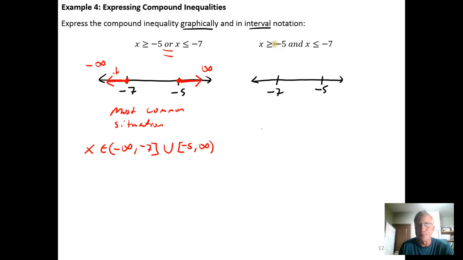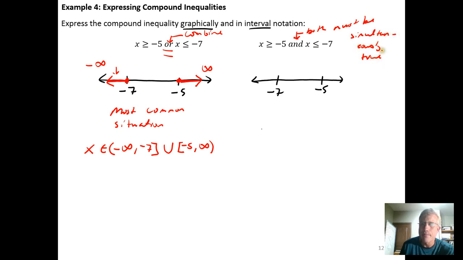Over here, if I connect this with the word "and," which means both statements need to be simultaneously true, whereas "or" means just combine the two statements into one. Combine them. This means both must be simultaneously true. So we connect it with an "and," we still get the same picture.